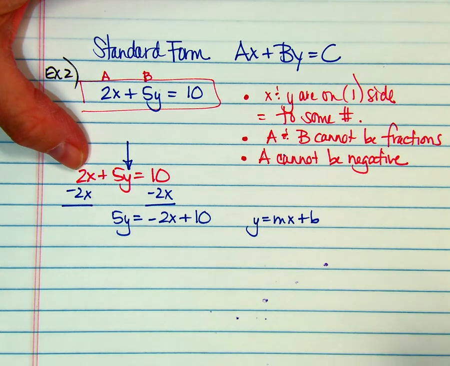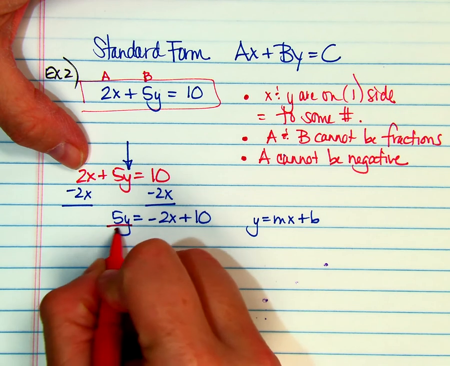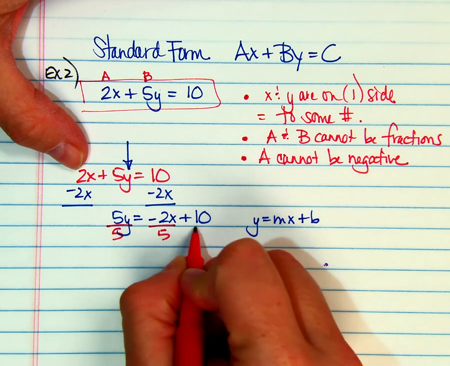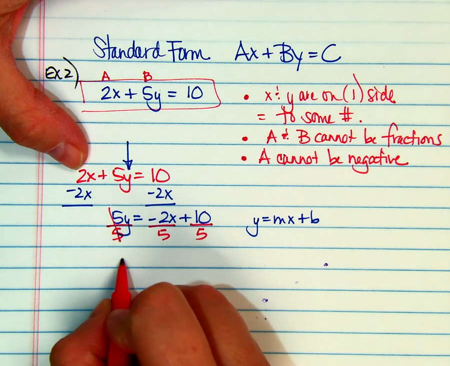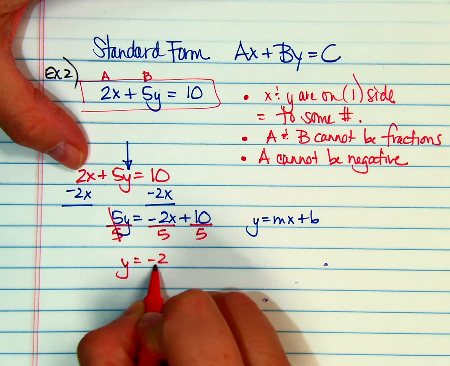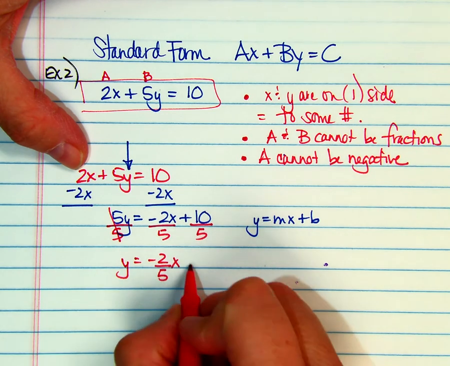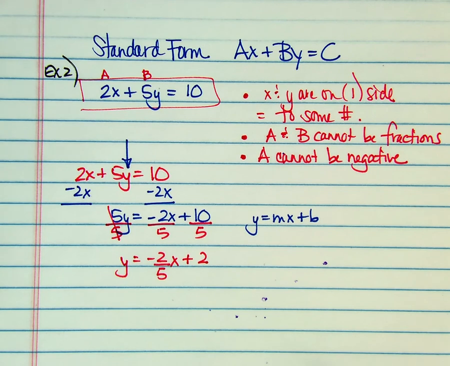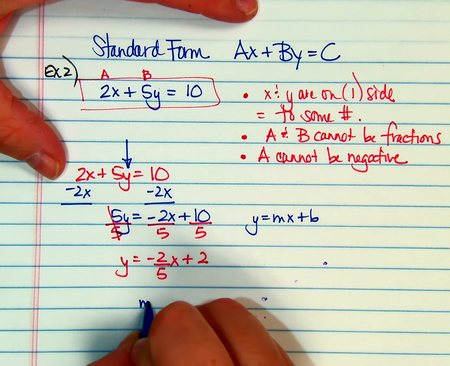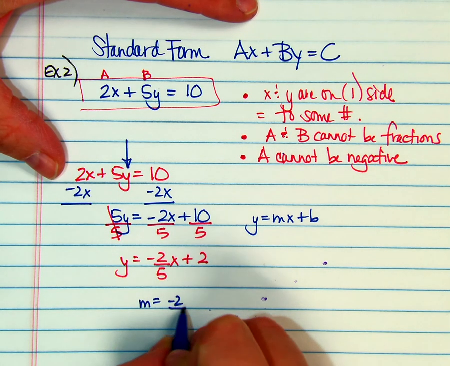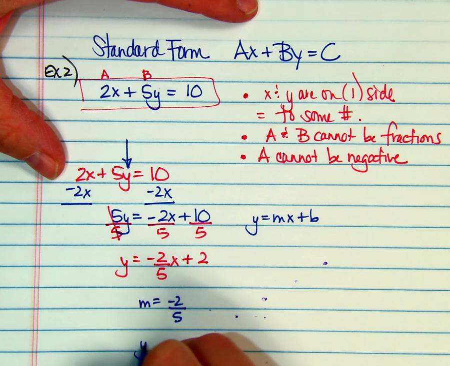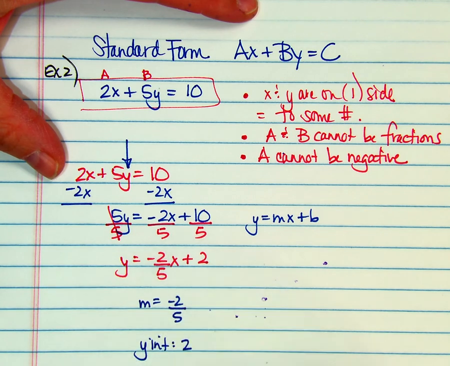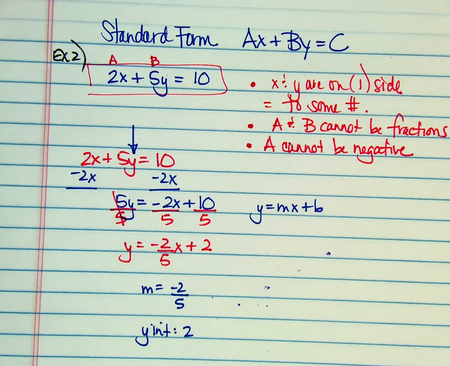We're going to turn around and divide each term by 5. So y equals negative 2/5 x, and that reduces to plus 2. So now we're right back where we were for example 1. Slope is negative 2/5, and the y-intercept is 2. Okay, so there is the quick intro to slope-intercept form.